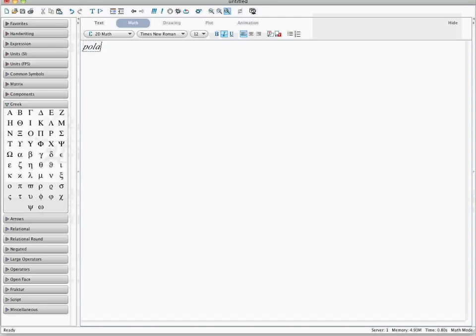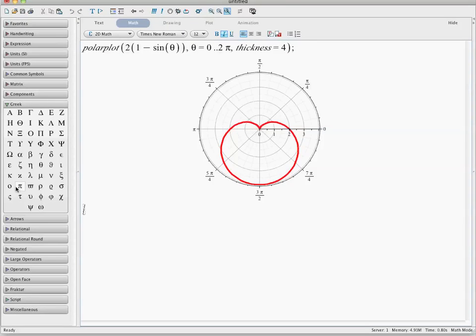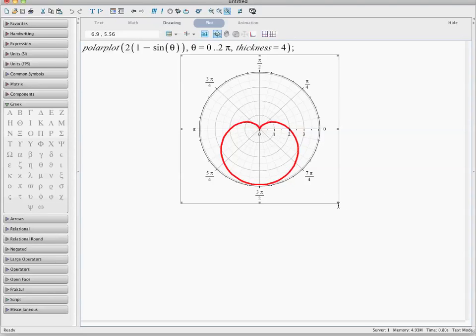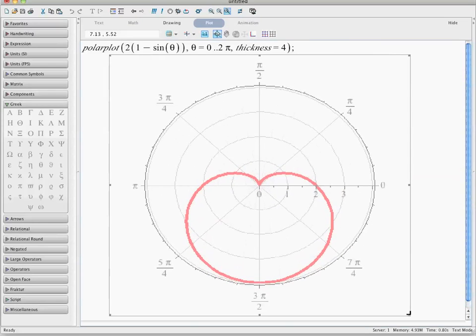So I'm going to do a polar plot, and my function was 2 times 1 minus sine of theta, and I'm going to let theta go from 0 to 2 pi. And let's do thickness equals 4. I want this thick enough that I can see it, at least on here. And let's make this a little bit bigger. All right, let's see what we got now.